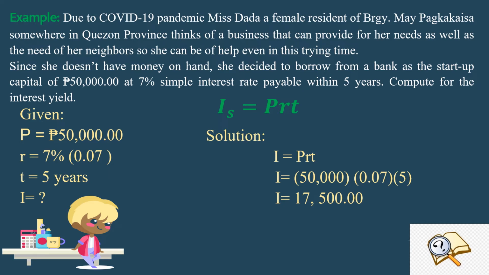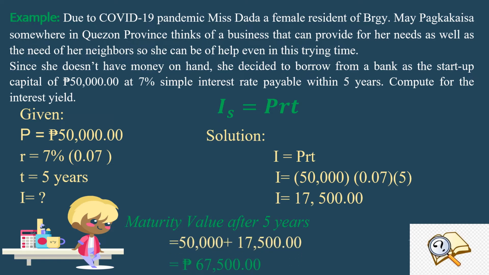So, that is the interest earned. At the end of 5 years, how much will she pay from the original principal of 50,000? You add it: 50,000 plus 17,500. So, 67,500 pesos will be the future value of the 50,000 that she borrowed. So, we have 67,500 pesos. That is the total money she needs to pay from the 50,000 loan, with the given interest rate and the term of payment.